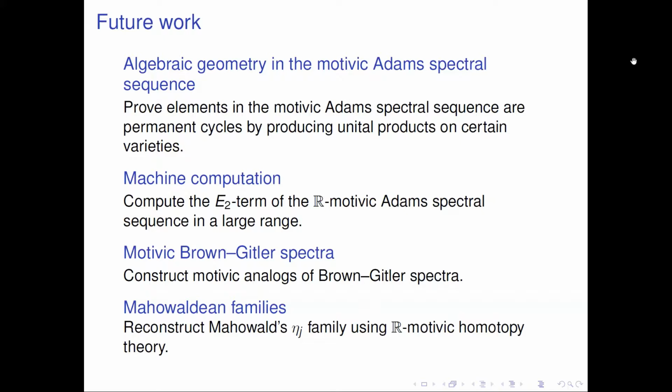A third direction is constructing motivic Brown-Gitler spectra. These were constructed using the classical lambda algebra in the 70s, and they were used in a variety of applications, including the Segal conjecture, the Sullivan conjecture, and certain problems in chromatic homotopy theory. Finally, there's an interesting family of elements that we produce in the R-motivic Adams E3 term, which have the same dimension as a famous family of elements in the classical stable stems called Mahowald's eta_j family. So one other future goal is to reconstruct this family just using R-motivic homotopy theory.